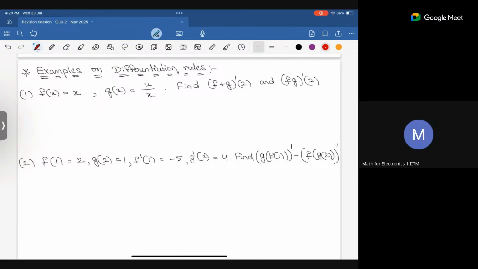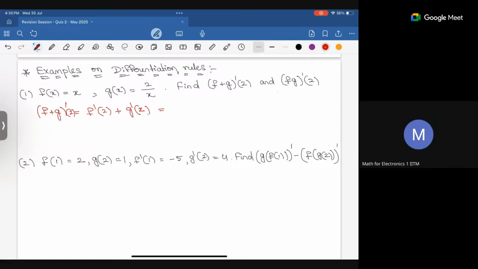Right, so we have given f of x to be x, g of x to be 2 by x. We asked f plus g function's derivative at point 2 and fg's derivative at point 2. It's not point 2, it's at x is equals to 2. Okay. So for f plus g's derivative at 2, we can compute f's derivative at 2 and then add it with g's derivative at 2. Right, f of x is x.